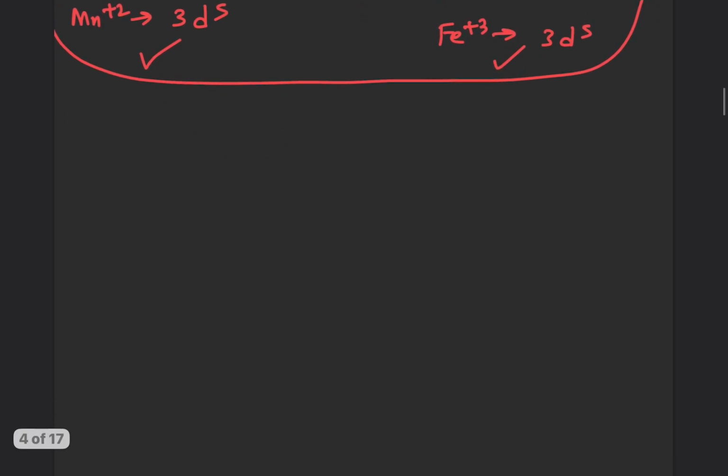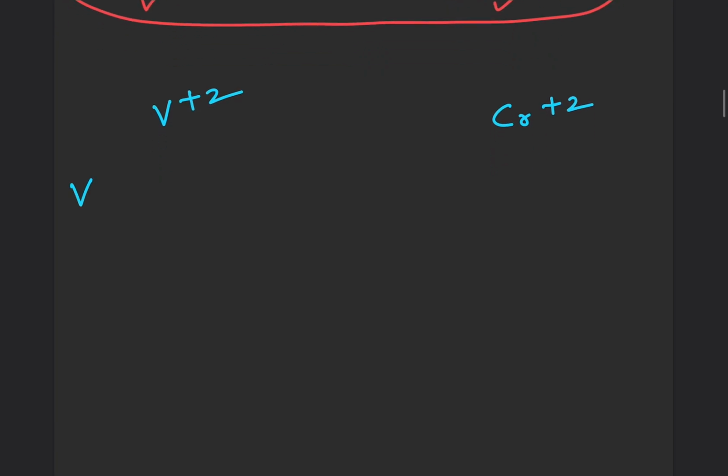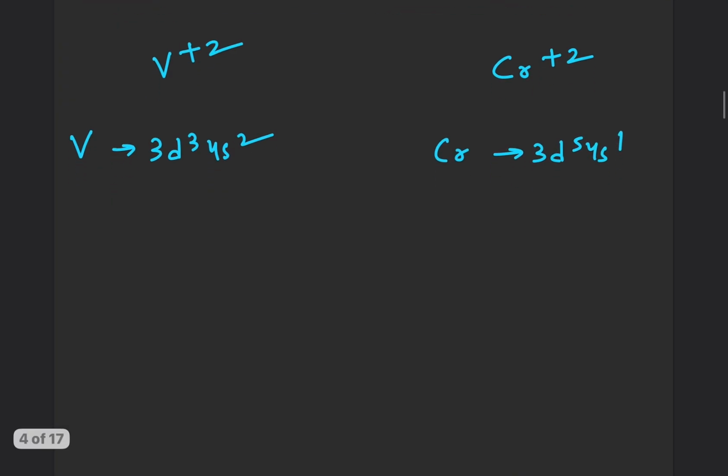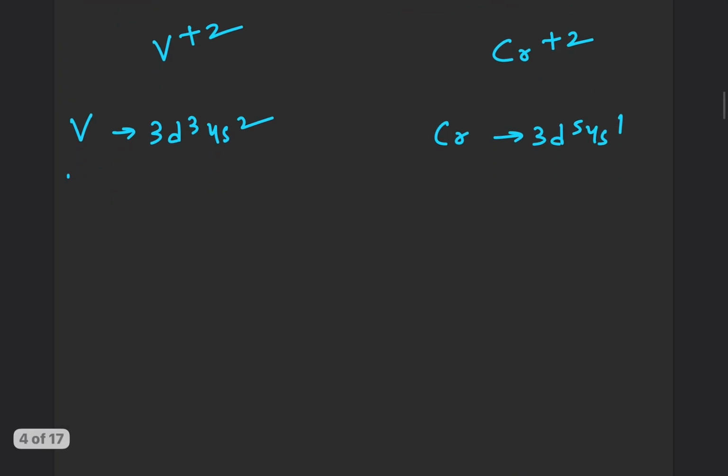And the last pair is vanadium+2 and chromium+2. So we know the configuration of vanadium, that is 3d3 4s2. The configuration of chromium is 3d5 4s1. The configuration of vanadium+2 will be, so we will remove 2 electrons from 4s. So we'll be left with 3d3.